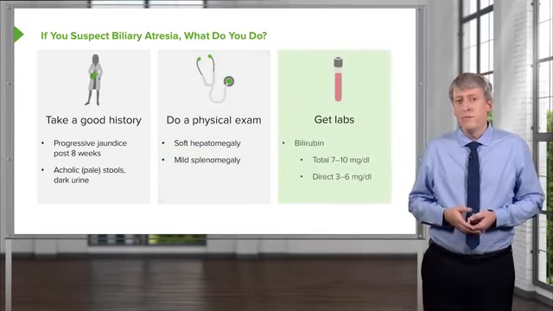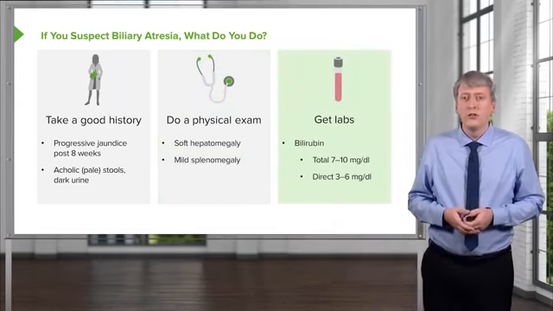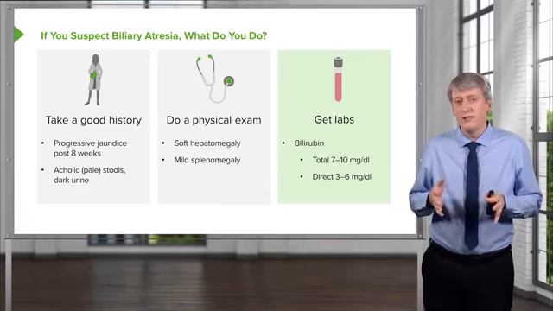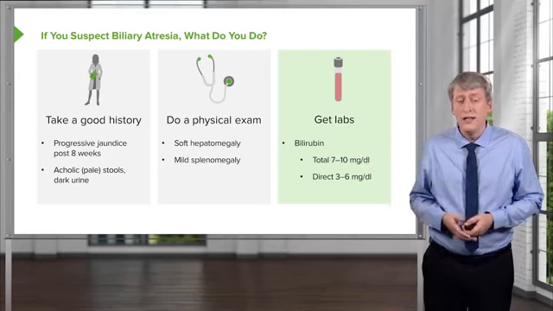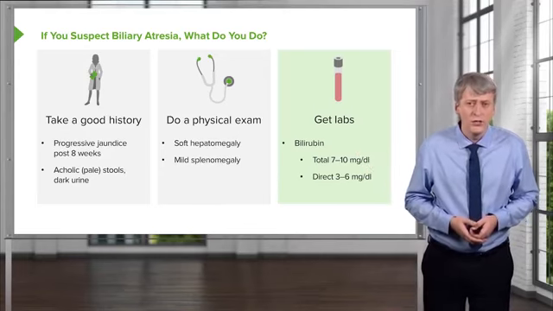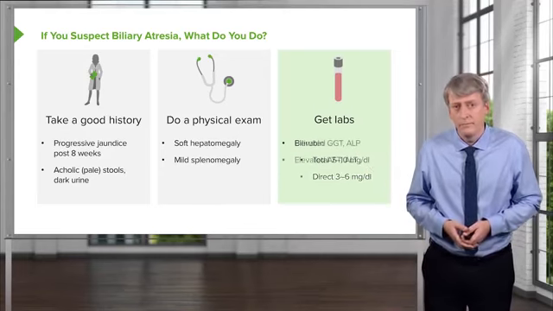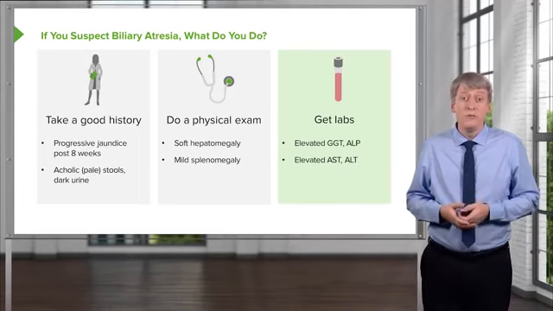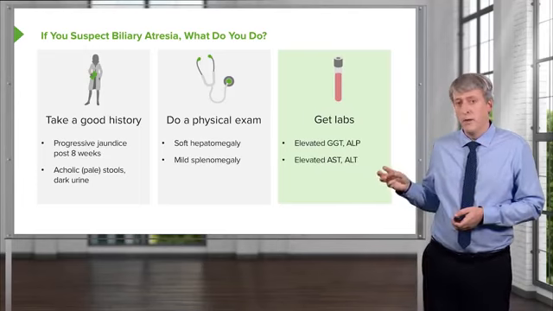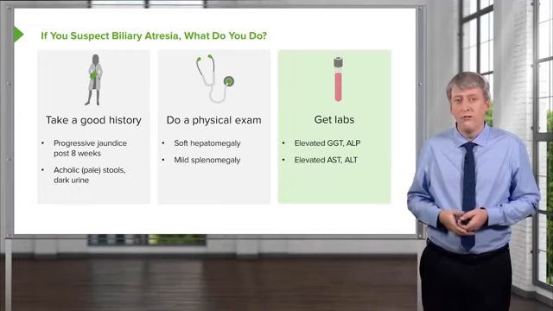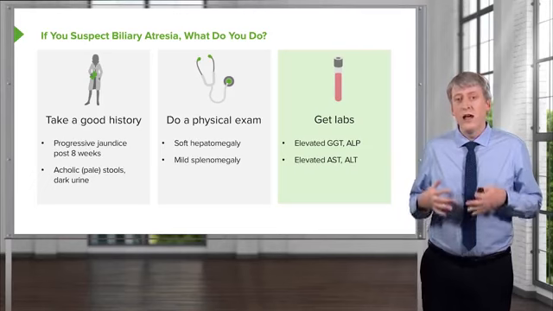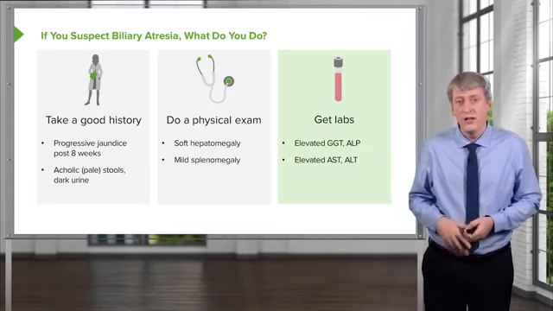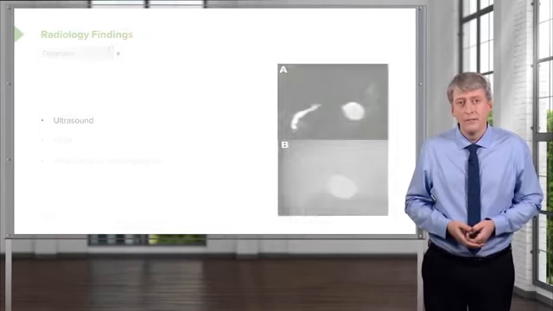And generally you get labs, and you'll notice typically their total bilirubin levels are around 7 to 10, with a direct level of around 3 to 6. And as you can see, this clearly meets criteria for conjugated hyperbilirubinemia. They should have a bumped GGT because of that inflammation to their biliary tract and an ALK-Phos, and of course a bumped AST and ALT as well, as they're now developing hepatotoxicity from the bile backup.